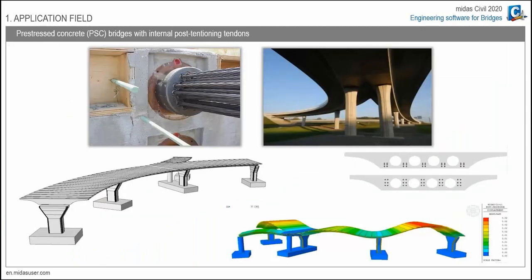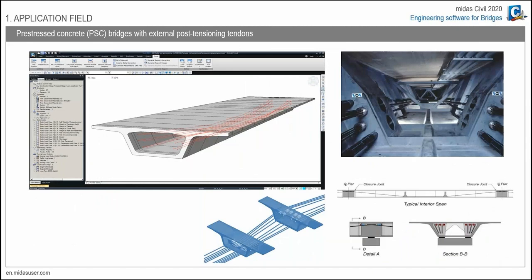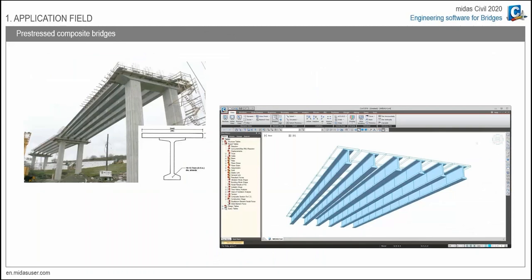Then coming to pre-stressed concrete with internal post-tension systems, these can be done in MIDAS. Not only that, we can also model the external pre-stressing in post-tension girders. So we can model internal as well as external post-tensioning systems in the bridge. Then another common type of bridge is a pre-stressed composite bridge. So in today's wizard demonstration, as well as our PSC composite integral bridge, we will be going through pre-stressed composite bridges. So that can be easily handled in MIDAS.